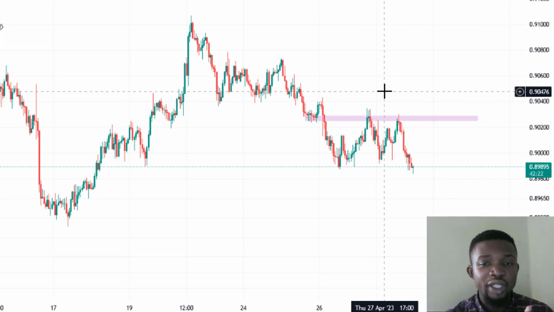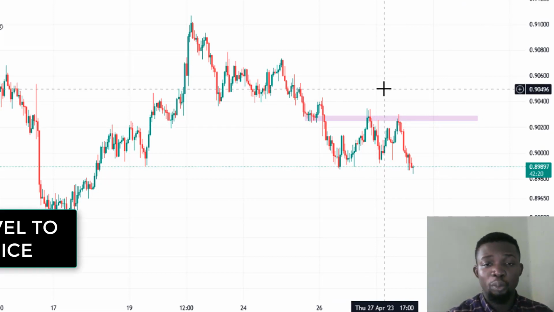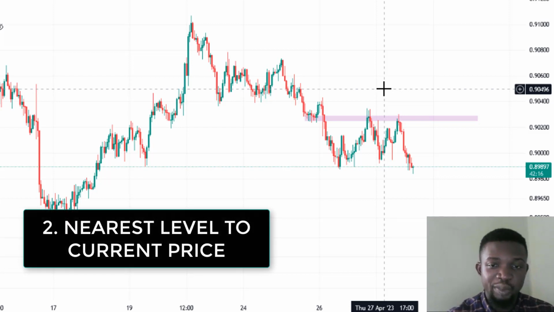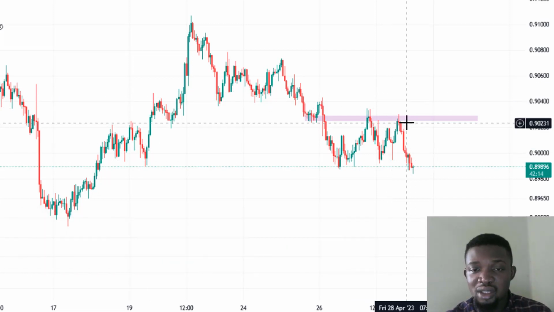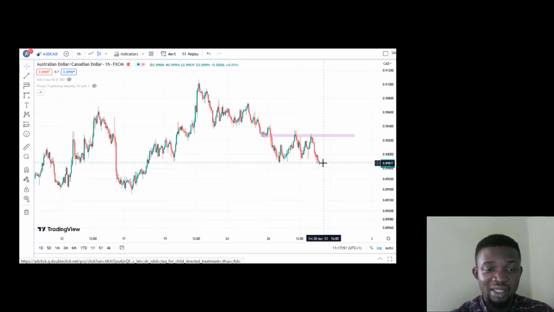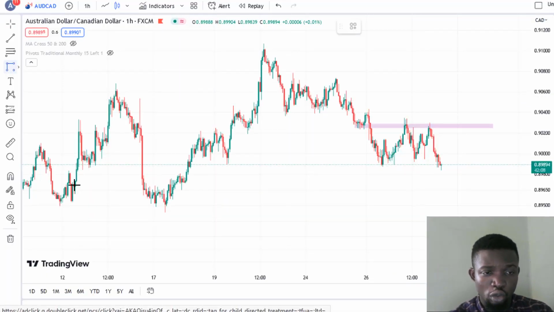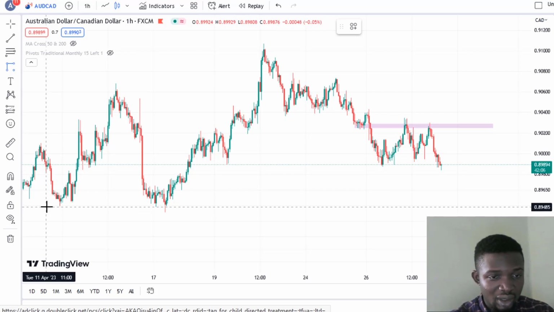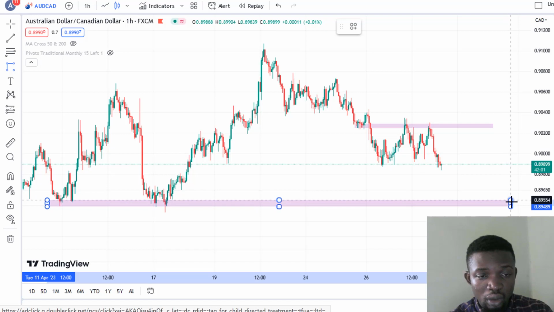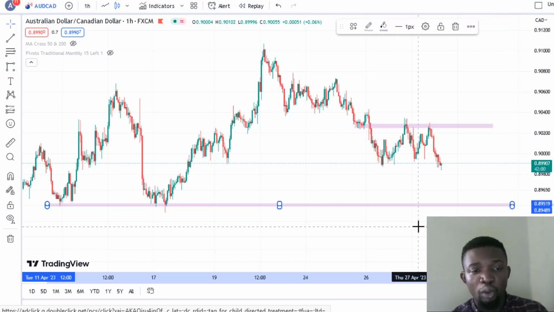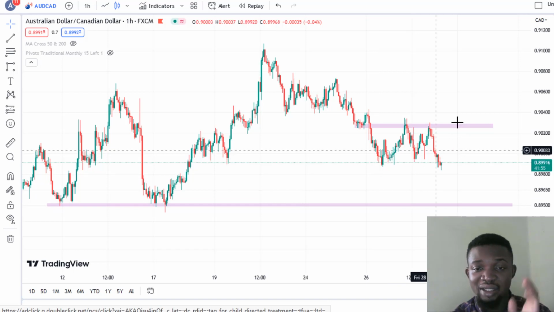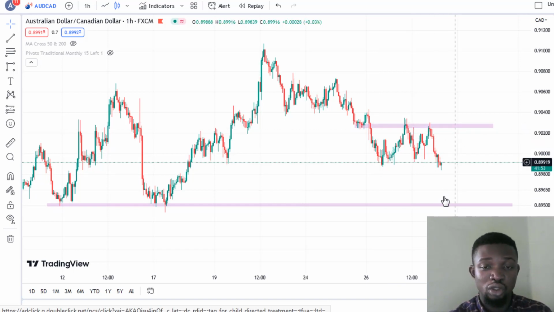Now, my second rule is always make sure either your support or your resistance are not too far from the current price. Presently, this is the only resistance I have that is closer to the current price, and I'm going to look for a support that is close to the current price also. Now, I have my support, and this is the closest one to the price, and my resistance, and this is the closest one to the price.